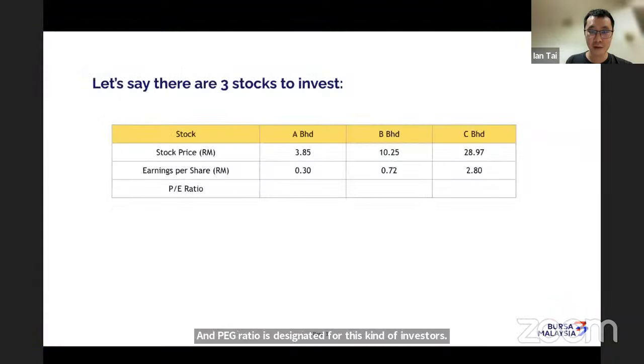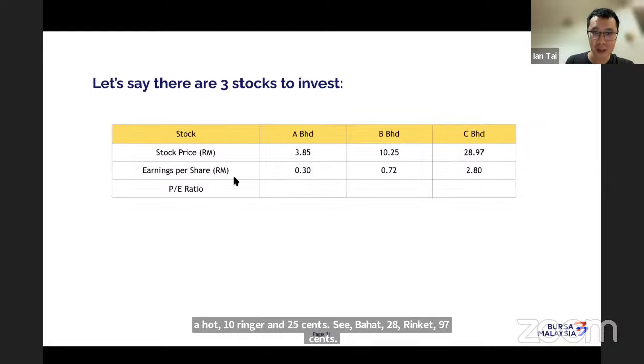Now, let me share with you how to calculate PEG ratio. Okay, so there are some mathematics to do over here, and let's get into them. Don't worry, I'll guide you through how to calculate PEG ratio and how investors use PEG ratio. So assuming that there are 3 stocks to invest, we have A Berhad, B Berhad, and C Berhad. A Berhad's stock price is 3 ringgit and 85 cents. B Berhad, 10 ringgit and 25 cents. C Berhad, 28 ringgit 97 cents.